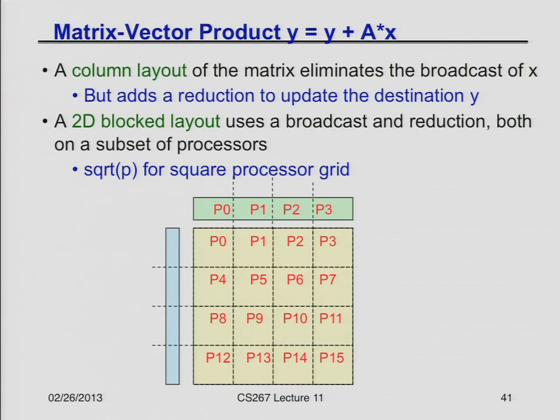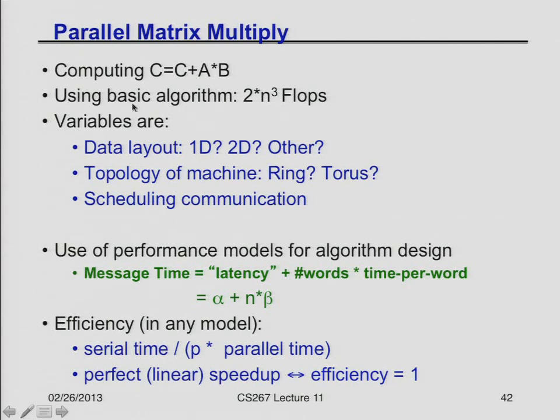But that's sort of what the data structures look like. So let me do matrix multiply now. I'm going to just keep everything square using the usual n-cubed algorithm. So I'm going to do 2n cubed flops. And so what do I have to do?